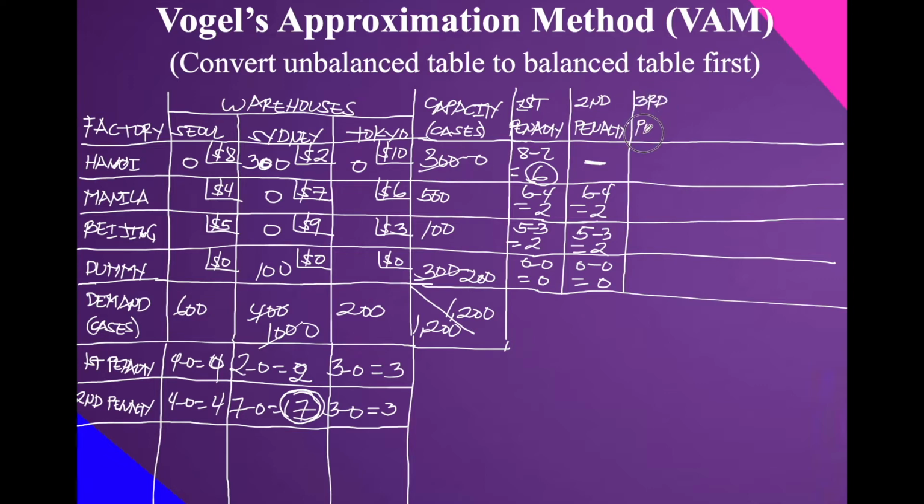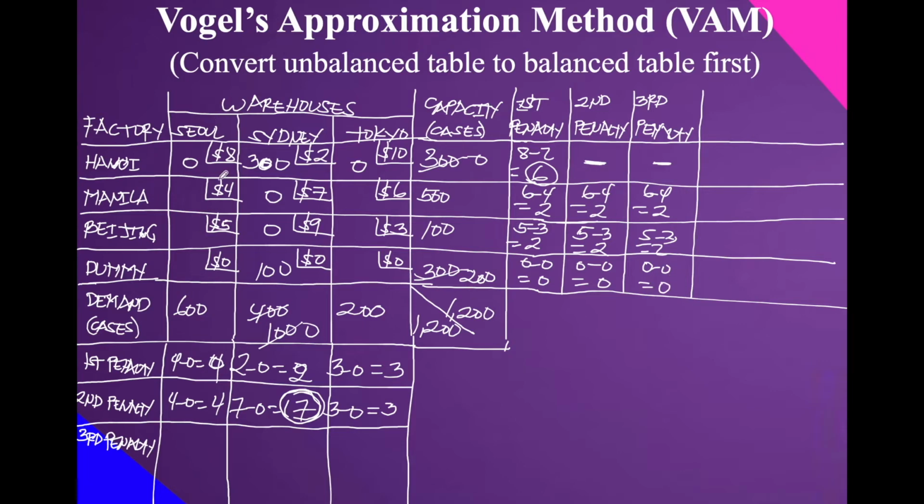Paulit-ulit lang yan hanggat hindi na natatapos, hanggat di napupuno lahat ng nasa table natin. So, we have third penalty here. Okay. So, okay na to. Wala na yan. And ang natira dito is 6 and 4. So, 6 minus 4, same pa rin. This is 2. Dito is 5 and 3. 5 minus 3. This is 2. And for the dummy, parehong 0. 0 minus 0, this is 0.